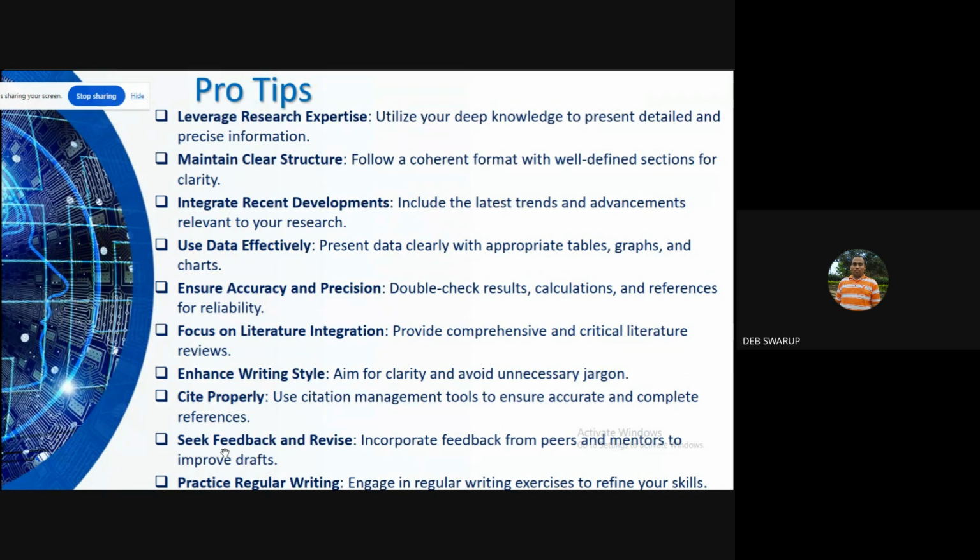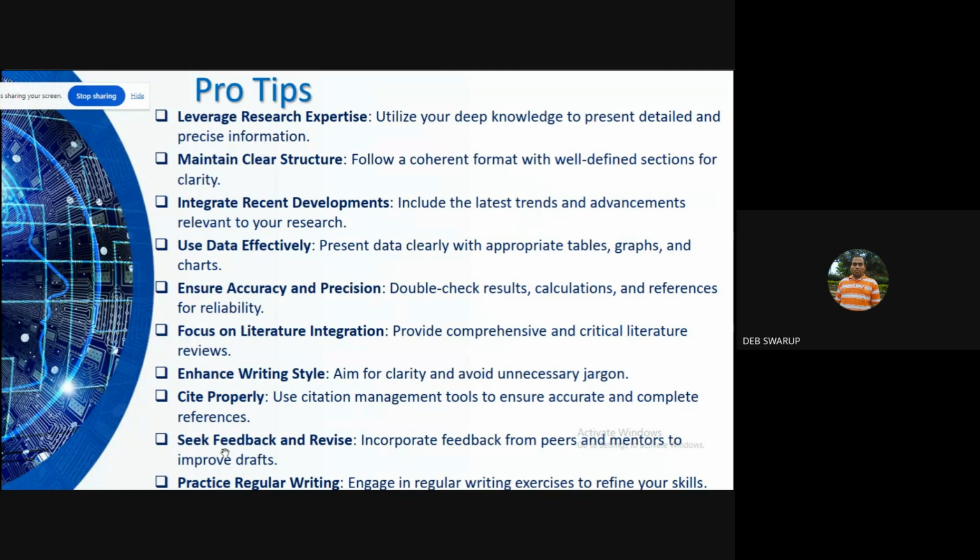You can always double check your results and your references for reliability calculations. There's no harm in it. Sometimes we might miss some signs somewhere, and that might cause errors. And focus on literature integration. You write statements, give references, and move on. Don't try to explain one or two sentences in a bigger paragraph whereas the others are not getting their space. Then enhance your writing style.